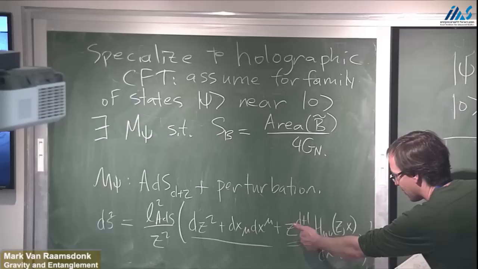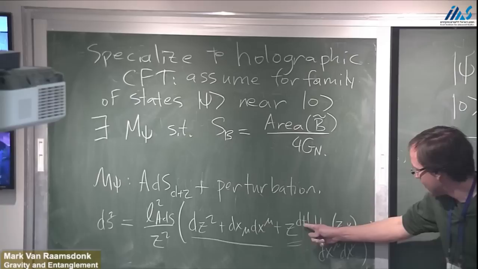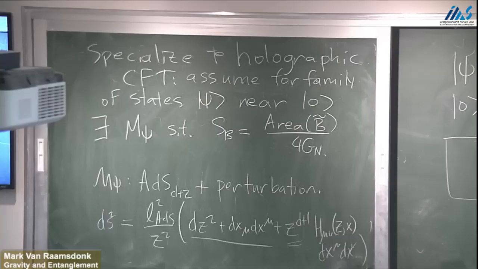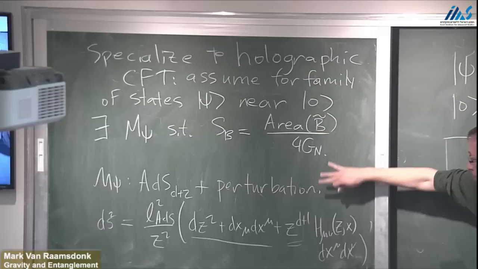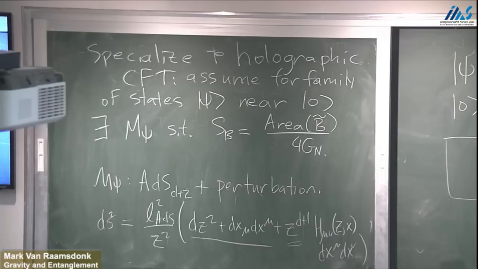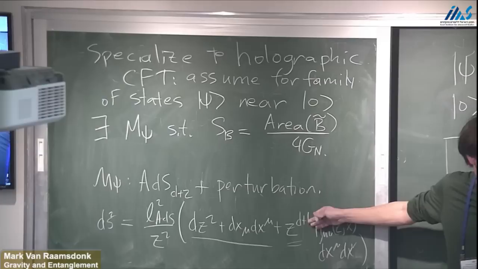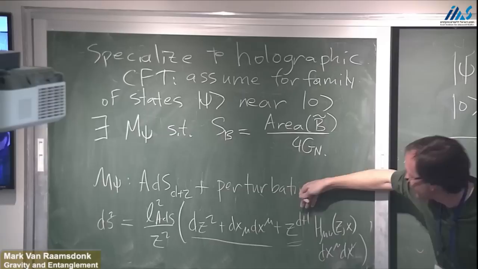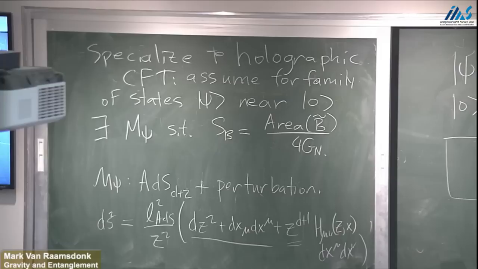Okay, so this in fact we can show, so we don't even need to assume this. We would be able to conclude that for some finite perturbation of the state, the H has to be suppressed by some power of z here. But I put this in for convenience, just to emphasize that when you have a variation of the geometry which doesn't affect the theory, it's only going to show up at some higher order in the Fefferman-Graham expansion.